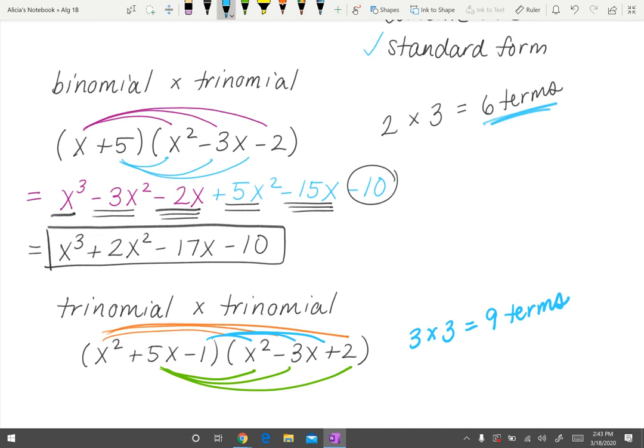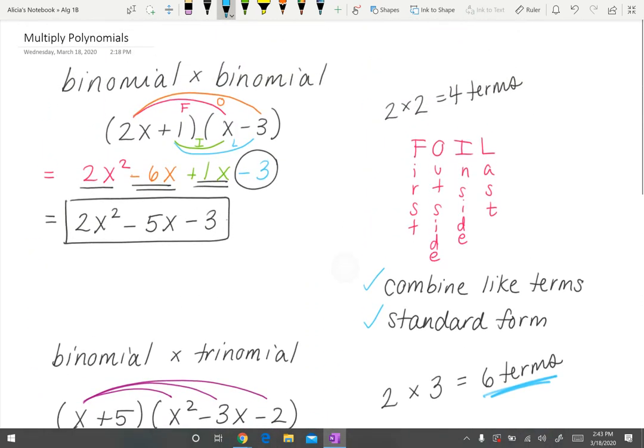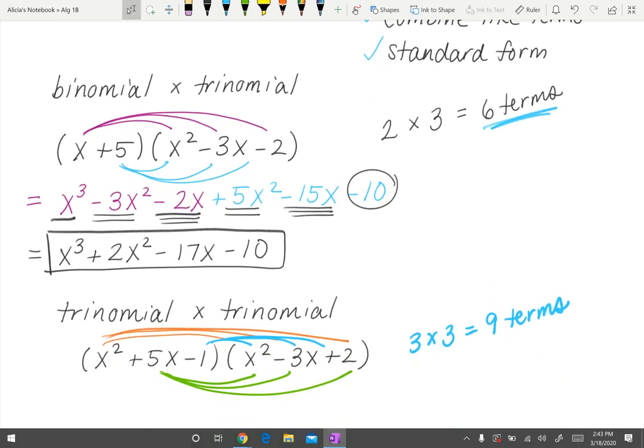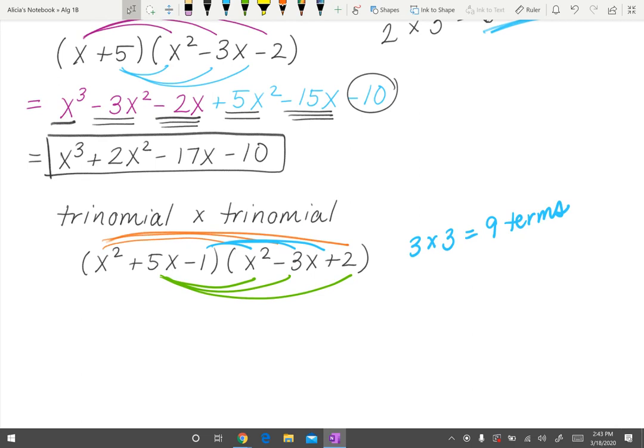So I hope that this will help you with multiplying polynomials. It's a little bit of review of what we have done before with the FOIL method, and then adding on to it with bigger polynomials, but the same approach of multiple distribution. Okay, so please refer to these notes as much as you need to, and good luck with your practice on this.